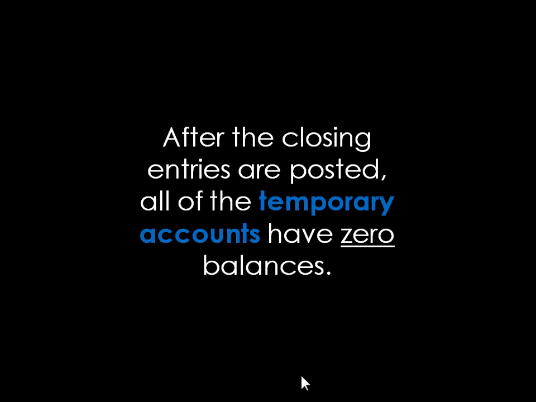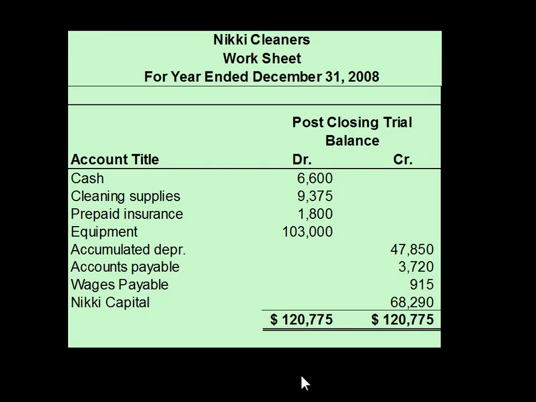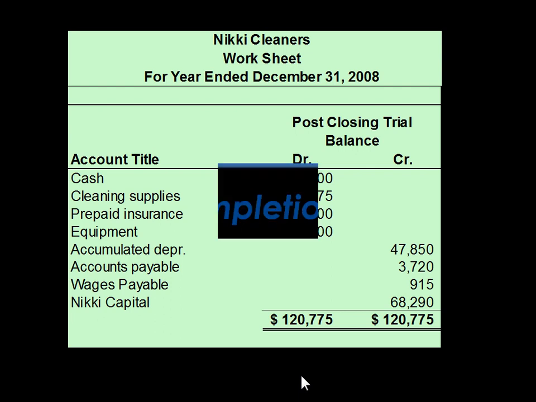After the closing entries are posted, all of the temporary accounts have zero balances. And the way that you prove that is you look at your post-closing trial balance and you see that all that's remaining is the permanent accounts: the cash, the supplies, the prepaid insurance, equipment. And then on the credit side is your accumulated depreciation, accounts payable, wages payable, and the capital. And you're in balance. So notice that your post-closing trial balance is much shorter than your previous set of trial balances.